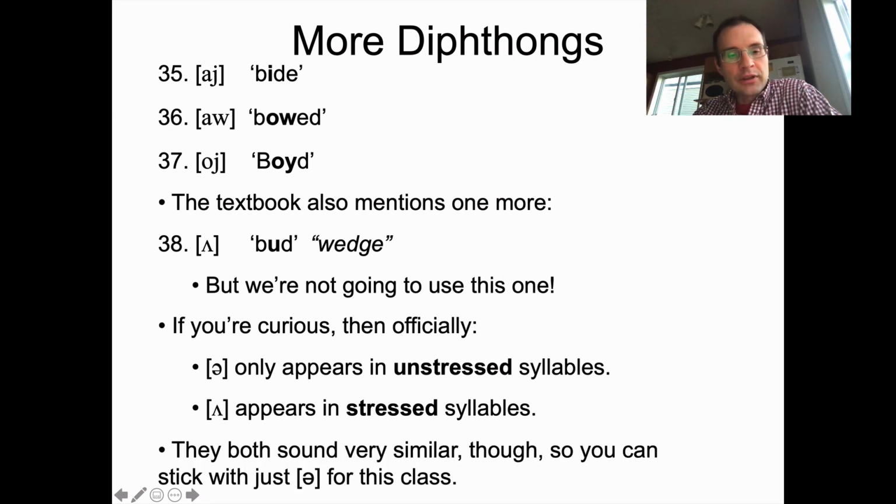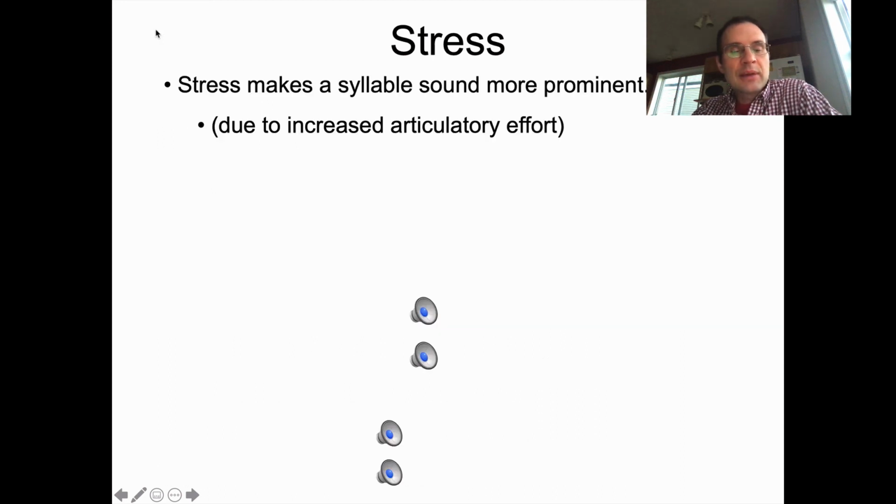So just stick with schwa for this class and you'll be fine. Since I mentioned stress there at the tail end, I will just give you a few notes about stress. Stress is a property of English whereby it makes a syllable sound more prominent than other syllables in its environment. Basically, you're putting more effort into pronouncing that syllable.